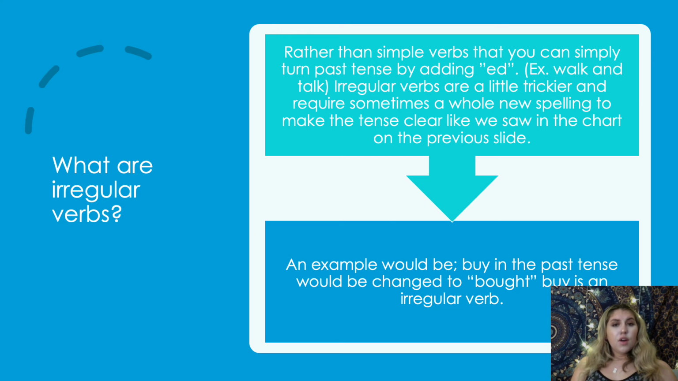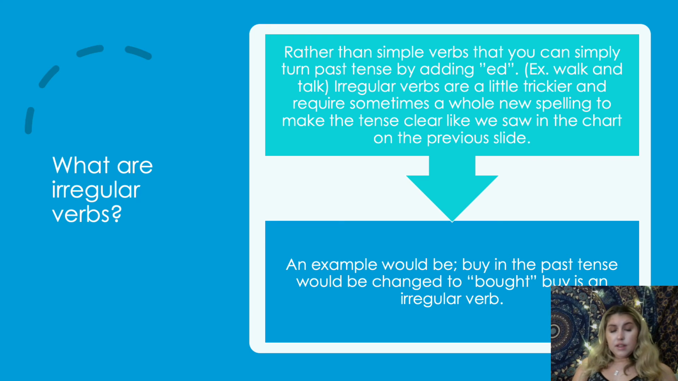Irregular verbs are a little trickier sometimes. Sometimes you have to respell the word completely. Sometimes it's not even the same. So like we saw in the last slide with go and went. That's a completely different word, but you can't just say goed because that wouldn't be proper grammar. Another example would be buy, in the past tense would be changed to bought, because buy is an irregular verb.